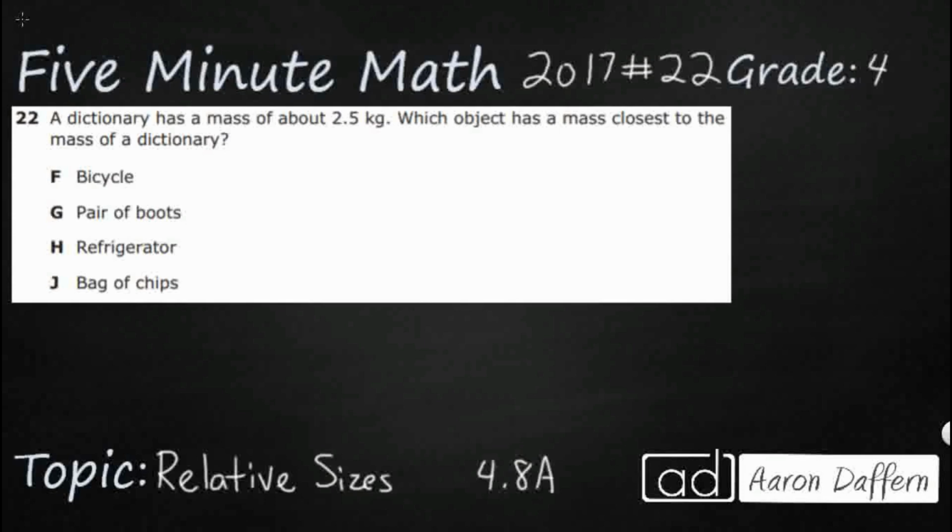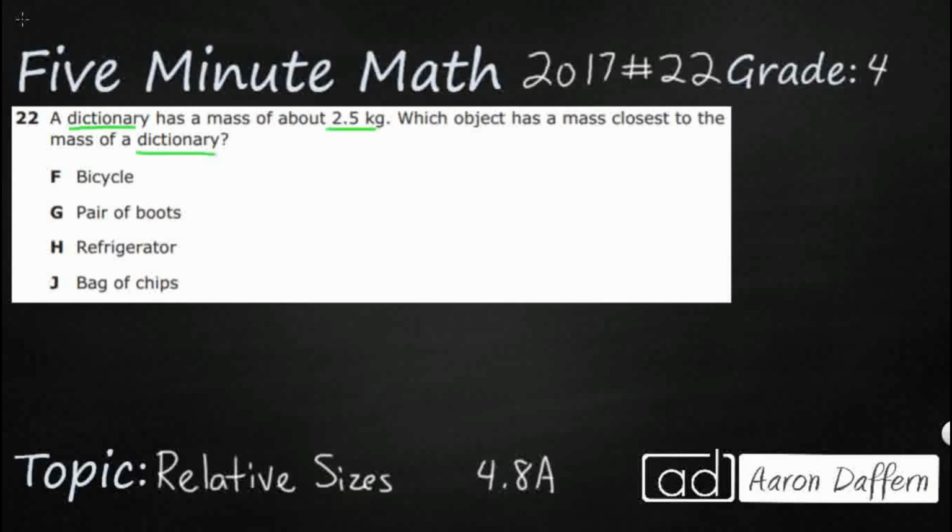So we have an example here. We say a dictionary has a mass of about 2.5 kilograms. So they're going to go ahead and give us that comparison right there. And we need to find the object that has the mass closest to the mass of a dictionary.